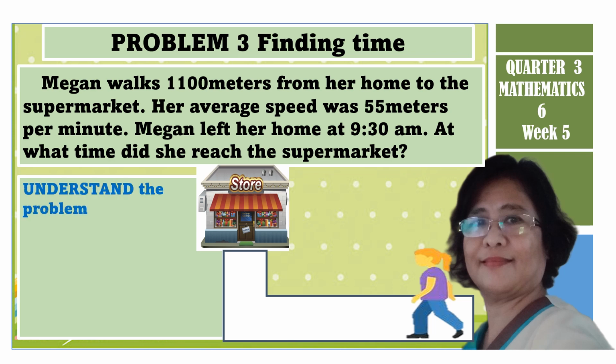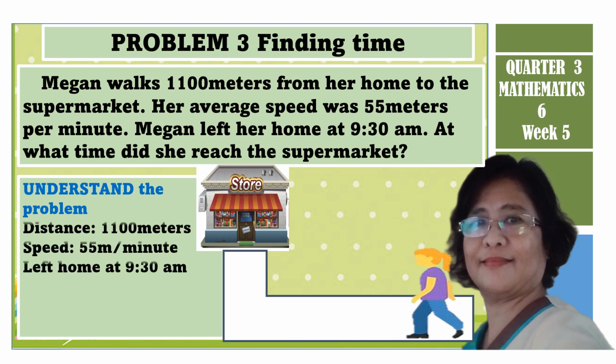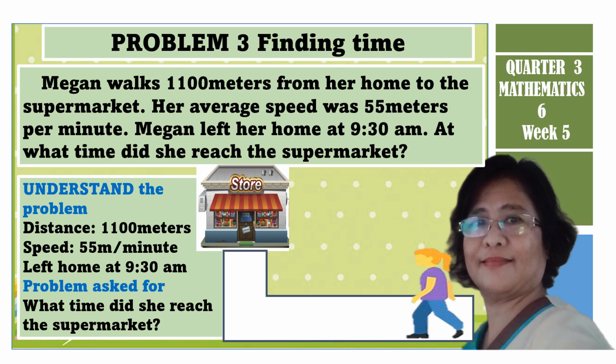To solve the problem, let us understand. Based on the given information, the distance is 1,100 meters and the speed is 55 meters per minute, and then she left home at 9:30 a.m. And we are asked to find what time she reached the supermarket.